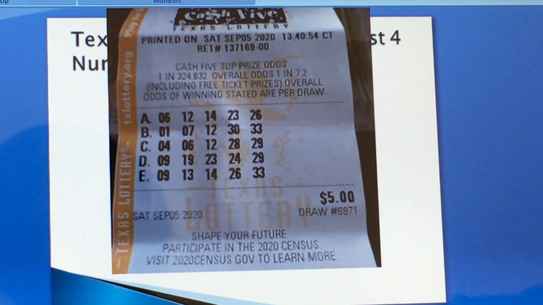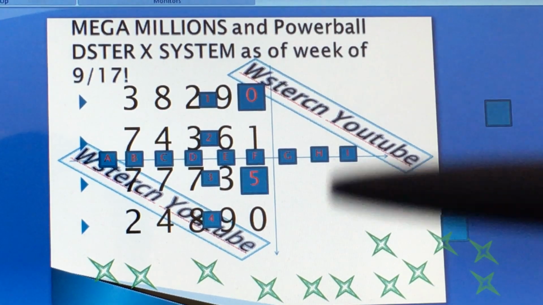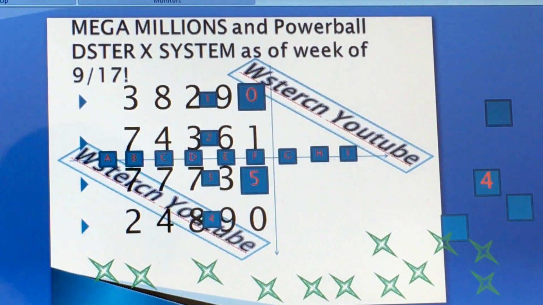So I reviewed the Dster system for the last draw using half of the system. Only 4 digits were used: 0, 1, 3, and 5. So here we go: 0 on the blue box, 1, 3, and the 5 on the blue box. 4 digits were used to create 5 winning combinations.